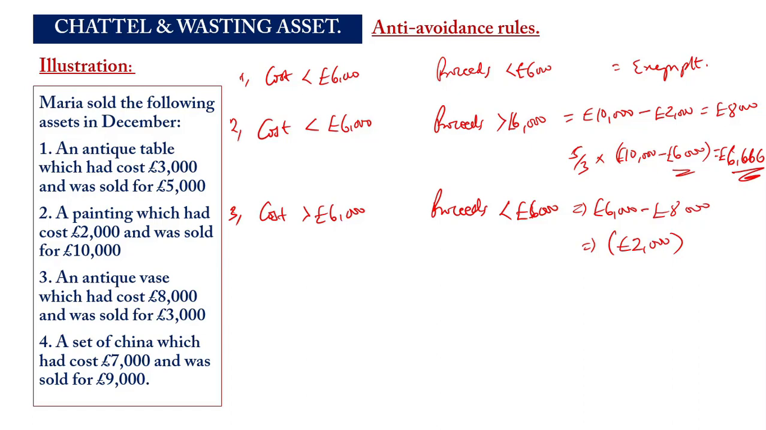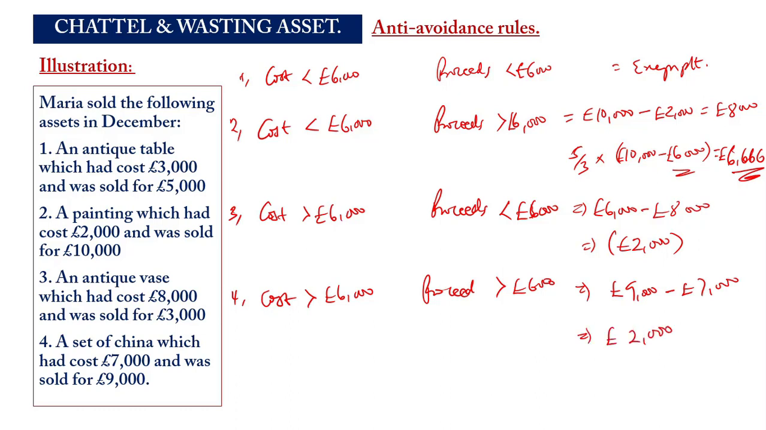Then the last bit, option 4, a set of china which had a cost of 7,000 and sold for 9,000. Okay, so the cost is above £6,000 and the proceeds is also above £6,000. So the normal calculation will apply. So we'll have £9,000 less £7,000. The proceeds is going to give us £2,000.